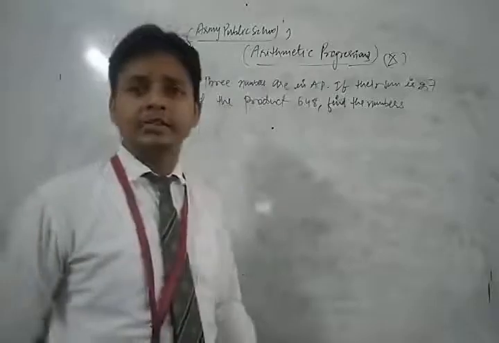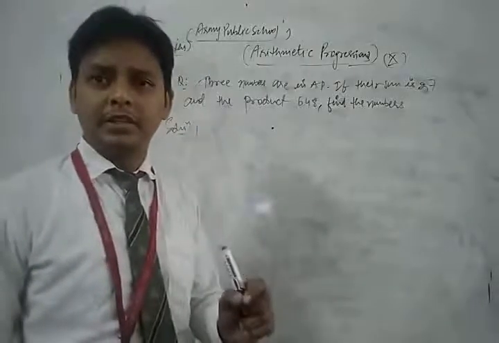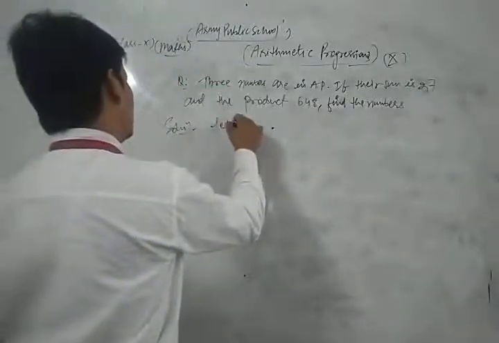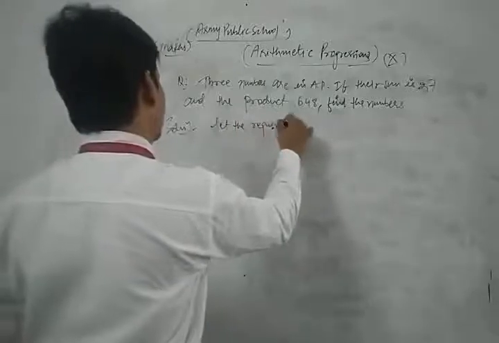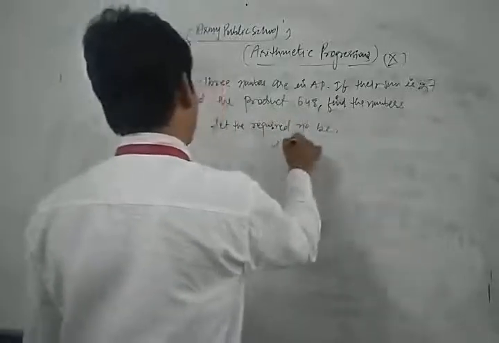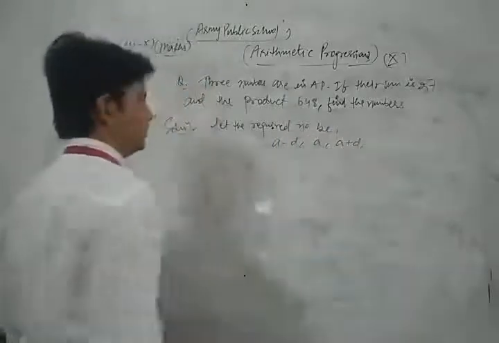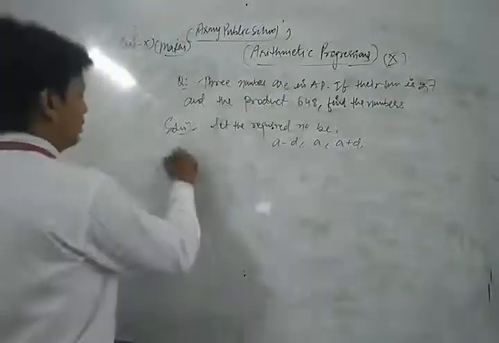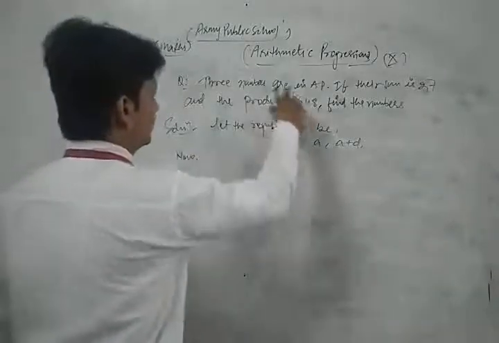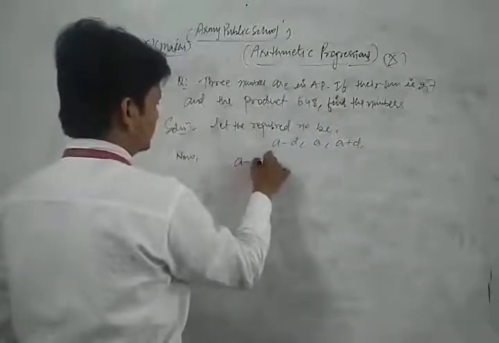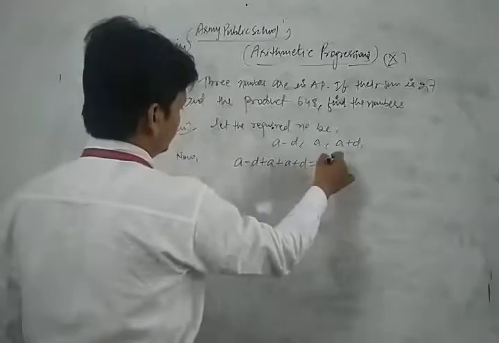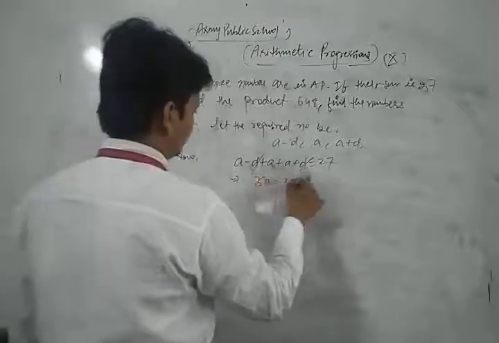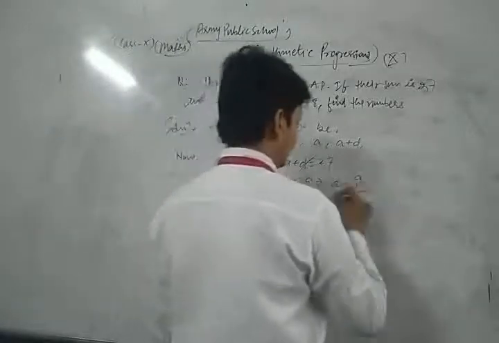So just I discuss about that. If we take three numbers in an AP, we always take a minus d, a, and a plus d. Let the required numbers be a minus d, a and a plus d. Now according to the statement, their sum is 27, means a minus d plus a plus a plus d is equal to 27. Now d cancels, so 3a is equal to 27, 3 9s are 27, so the value of a is equal to 9.